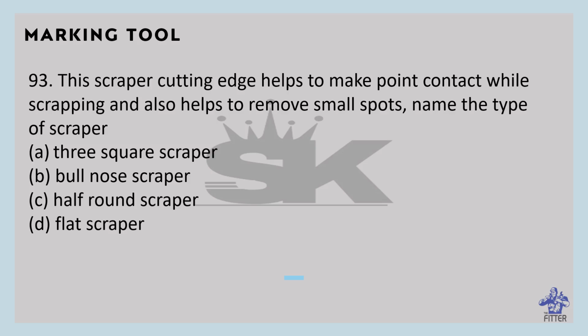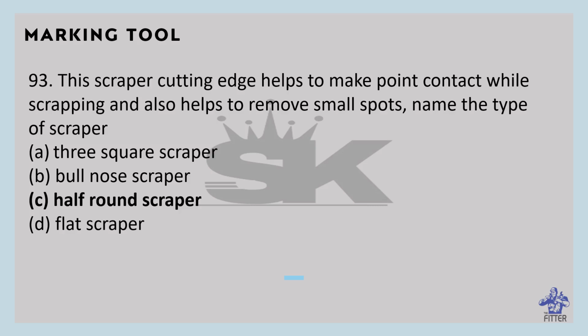This scraper cutting edge helps to make point contact while scraping and also helps to remove small spots. Name the type of scraper. That is the half round scraper. It is used to remove high spots in bore and bearing. This type of scraper is widely used for scraping internal cylindrical surfaces and curved surfaces of plain bearings. Its body is of a semicircular shape and has a cutting edge on both sides. Its cutting angle is between 45 to 65 degrees.